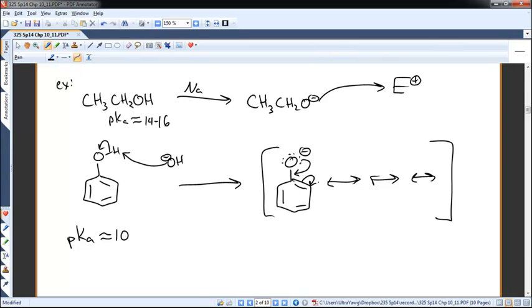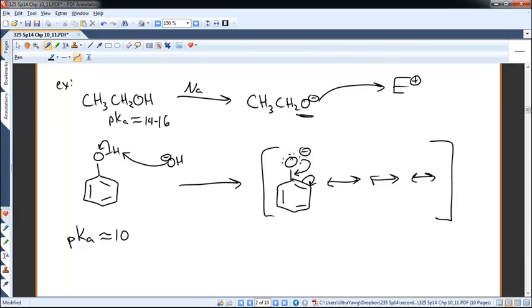Okay? So because of this resonance stabilization, it means it's a more stable base, which means it's a better acid. Here, no resonance possible. And so that's what makes all the difference between a phenol and an alkoxide in terms of its acidity. So again, we can use phenols as bases. We can even use them as really, really weak acids, but it's uncommon.